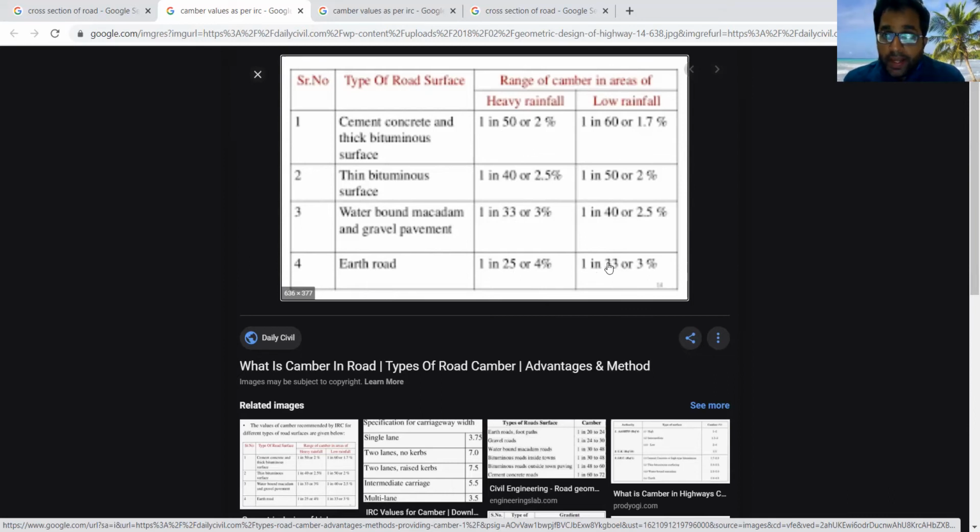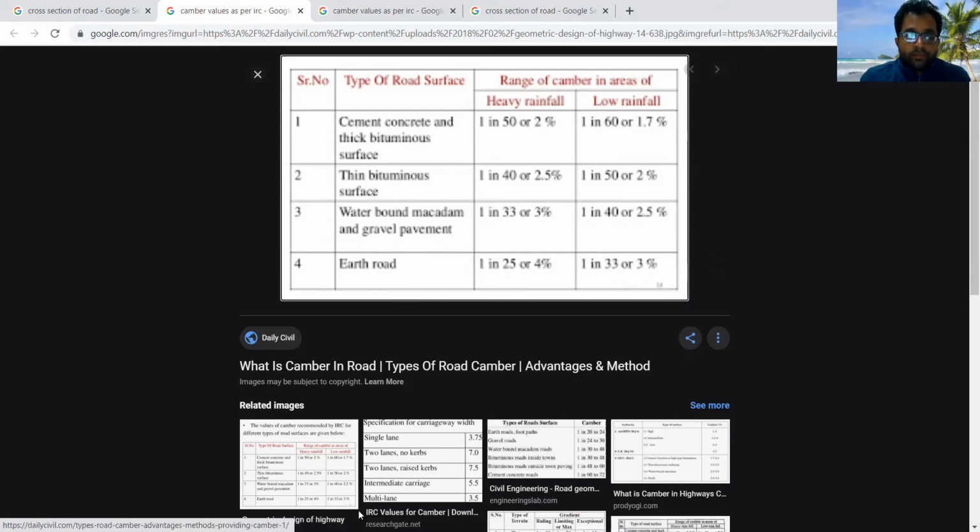These values should be remembered because even after completion of your course, for any type of competitive exam, this question may be asked. So you should know these values thoroughly. Okay, so we have seen about the camber.